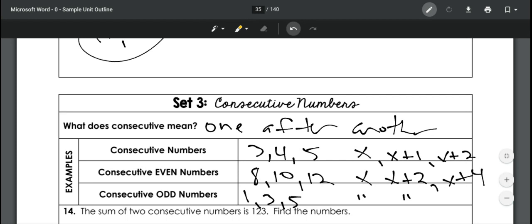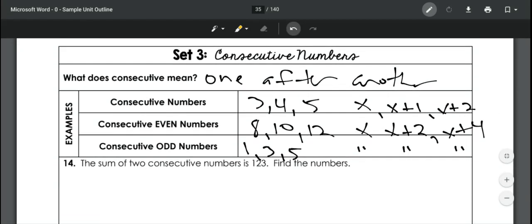These little marks mean it's the same thing as right above it. So your skip counting, it doesn't matter if it's even or odd. It would always be 2 after it and then 4 after it.